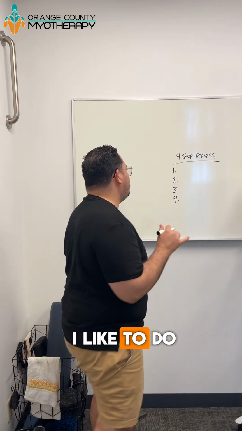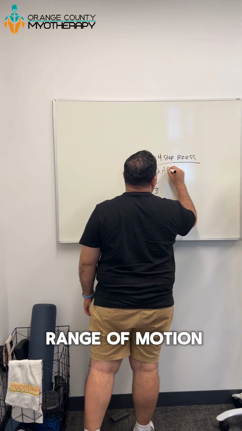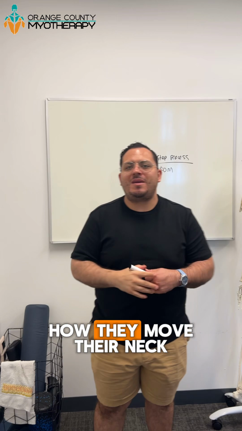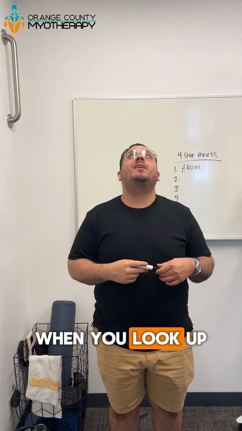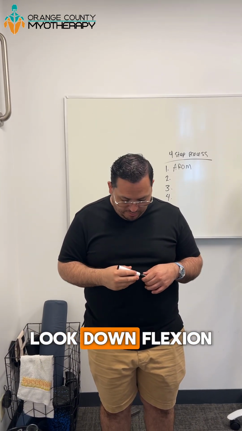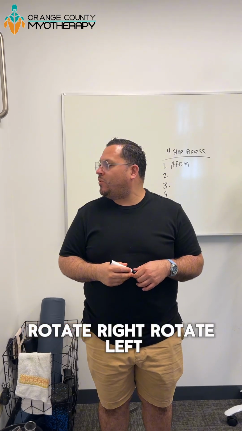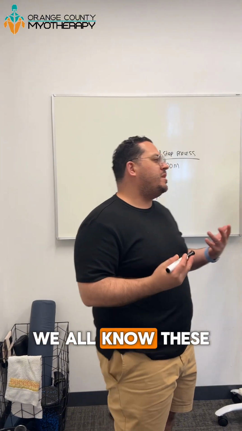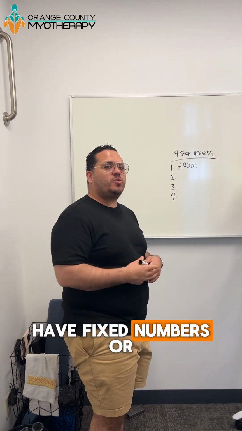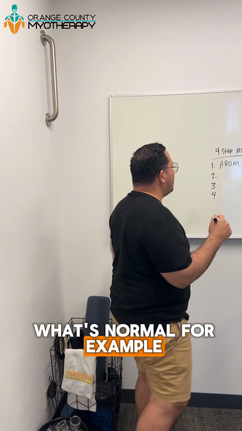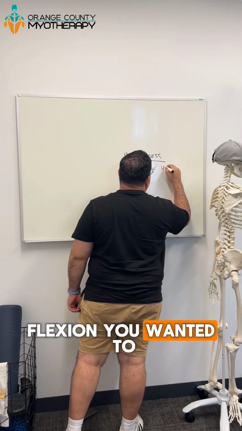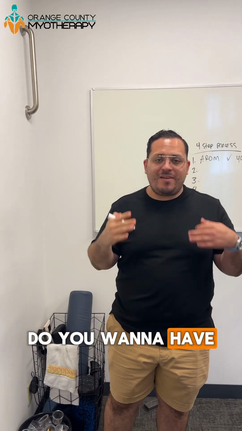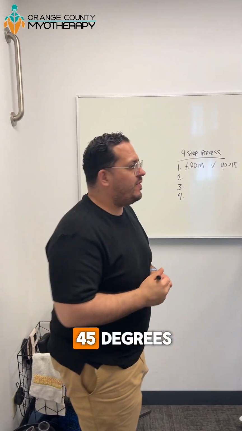The first thing that I like to do is assess active range of motion. All that really means is I want to see how they move their neck when they look up into extension, look down into flexion, rotate right, rotate left, and side bend. We all know these have fixed numbers for what's normal. For example, flexion you want to be at 40 to 45 degrees, meaning if they're looking down, normal range of motion is 40 to 45 degrees.